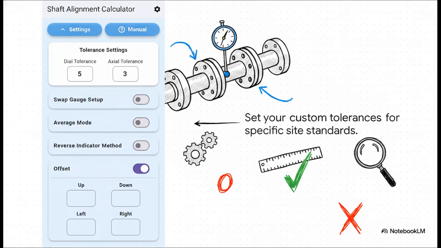Let's jump into the settings menu because here you can lock in your site-specific rim and face style and axial tolerances. By plugging in your facility's exact requirements, let's say a tolerance of 5 and 3, the app instantly knows exactly what good looks like for your specific machines. Oh, and a quick side note. If you set these tolerances to 0, those single-foot adjustment suggestions we just talked about won't display because, well, the app thinks absolute perfection is required.